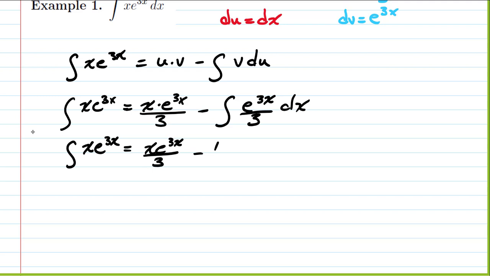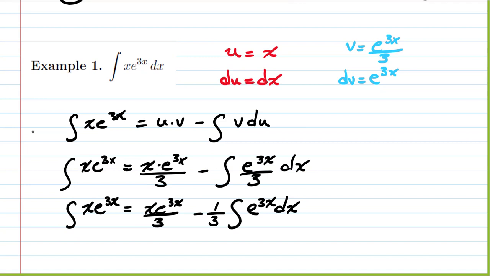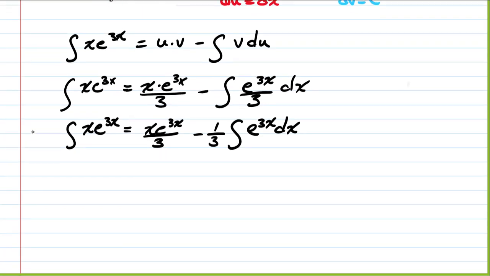Pulling our 1/3 out of our integral, because it's just a constant, we have the integral of e to the 3x dx. And in fact, we did that up here. What's the integral of e to the 3x? E to the 3x over 3, right?